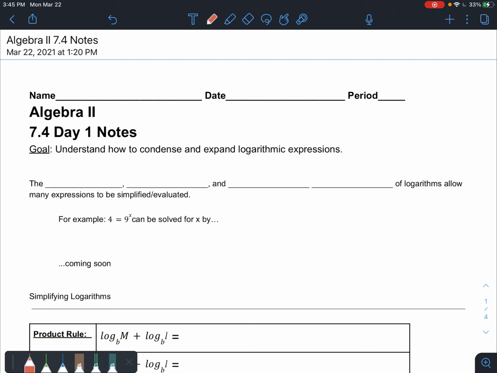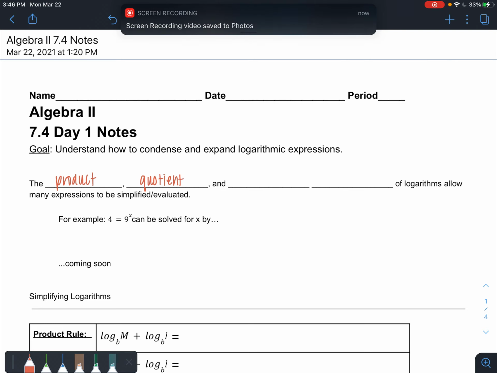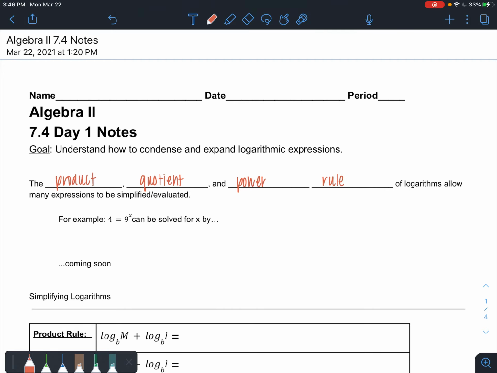If I'm being honest, I kind of forget what goes in here, so I'm just going to say the product, quotient, and power rule, because I think that's what we're talking about, of logarithms allow many expressions to be simplified or evaluated.